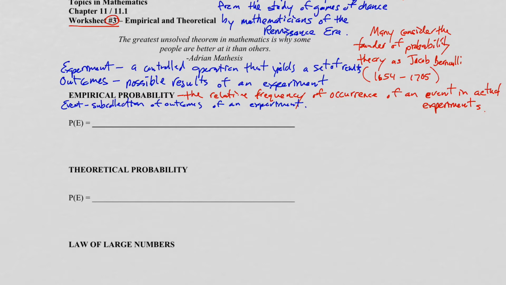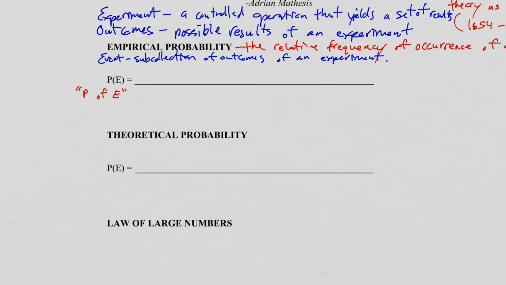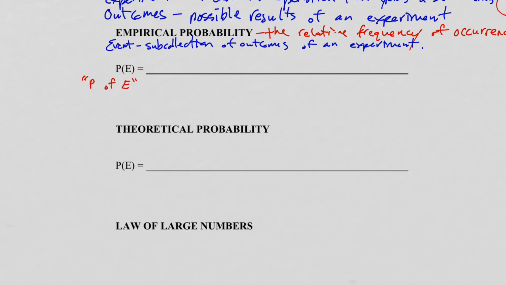This weird guy over here, that's not P times E. That's actually algebra terminology, and it's called P of E. Really, we don't even talk like that. That's algebra, but in probability, we say this is called the probability of an event occurring.